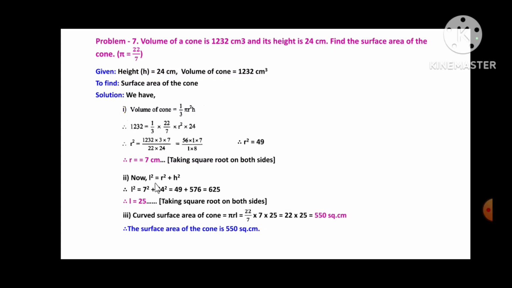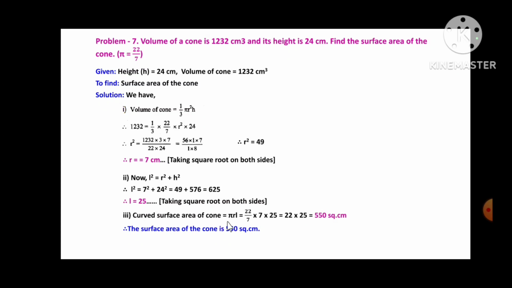Now we have L square is equal to r square plus h square. Therefore L square can be written as 7 square plus 24 square. So it is 49, and 24 square is 576. The total is 625. Means L square is equal to 625. Taking square root on both sides, you are getting L is equal to 25. Slant height L is 25 centimeter.